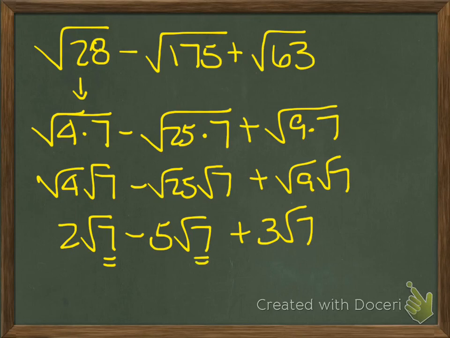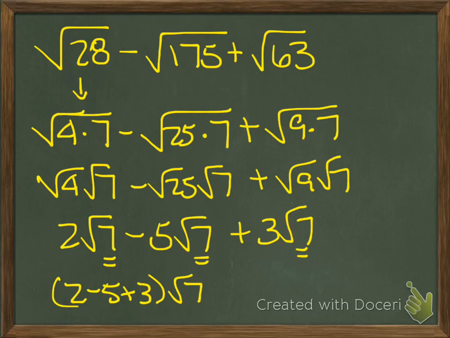Now I have 3 like radicals because they're all the same index and the same radicand. So that's 2 minus 5 plus 3 square root of 7, which happens to become 0 square root of 7, or simply 0.